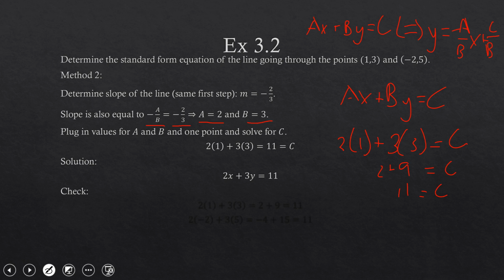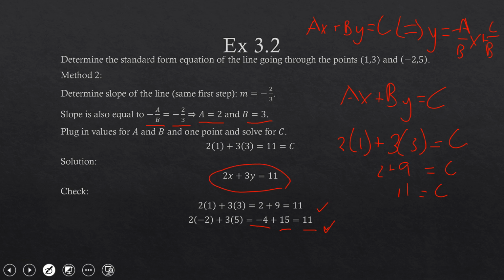Let's just go ahead and check that this is actually an equation for our line. To check that, we simply plug in our 2 points, (1, 3) and (-2, 5), and check to make sure that they satisfy this equation. Both of them do. When we plug (1, 3) in, we get 2 times 1 plus 3 times 3 is 11. That's what we said earlier. And if we plug (-2, 5) in, we get 2 times -2, which is -4, plus 3 times 5, which is 15, and that also equals 11. And so in both cases the equation is satisfied, so this is the correct equation.